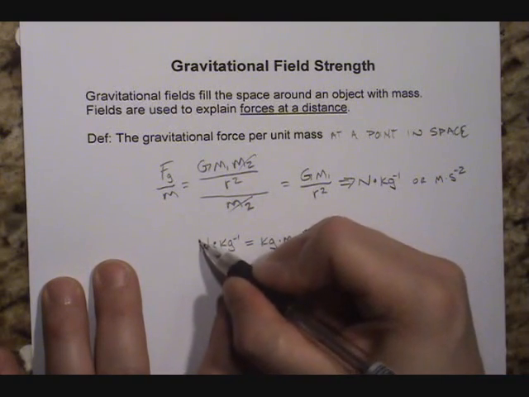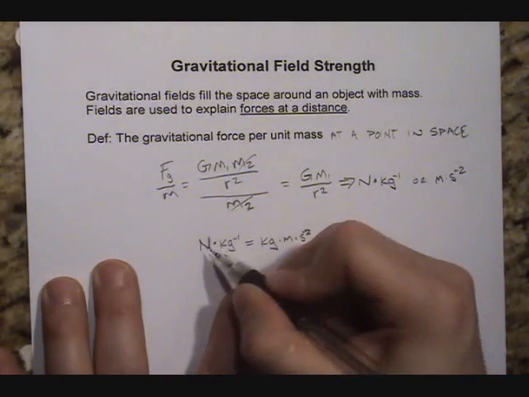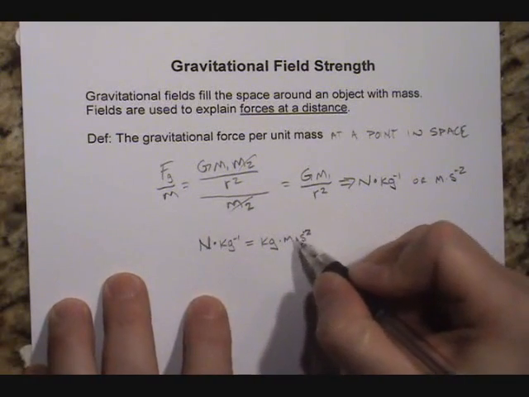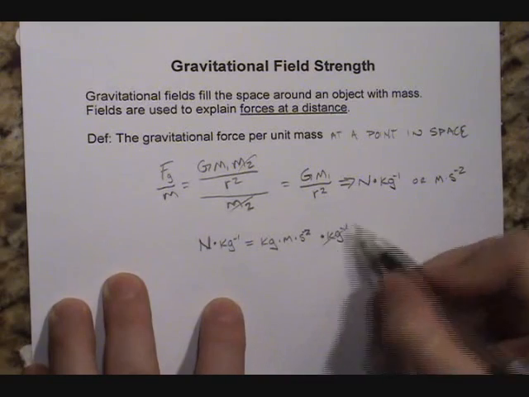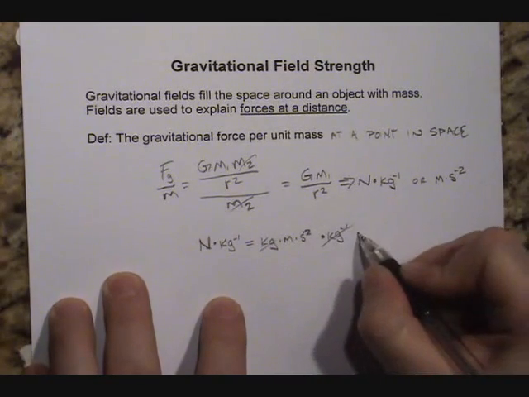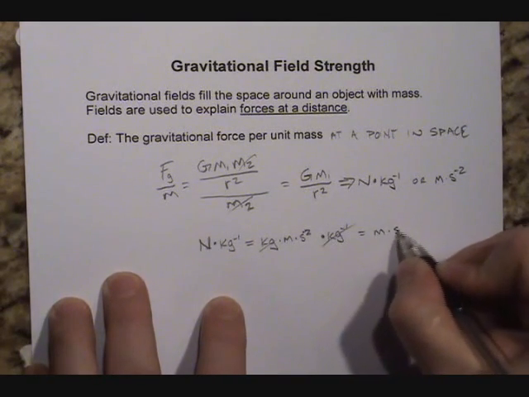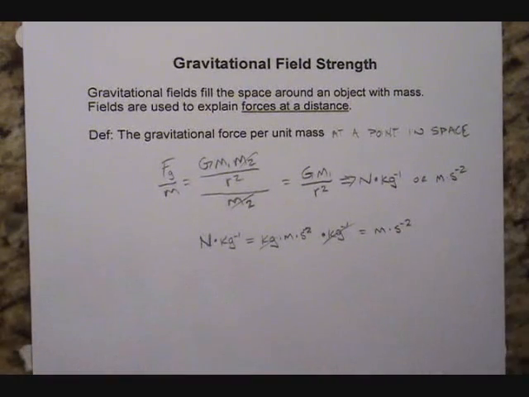So remember, newtons are mass times acceleration. Mass is in kilograms, acceleration is in meters per second squared, and then I'm going to multiply that by kilograms per kilogram. They go away, and I end up with meters per second squared. So it turns out they are the same units.